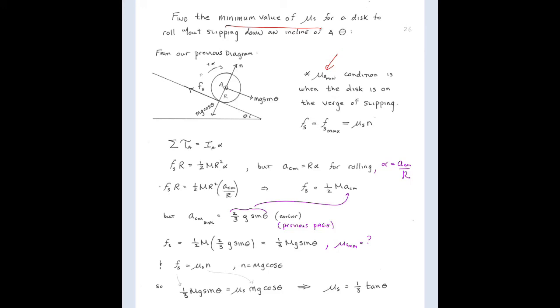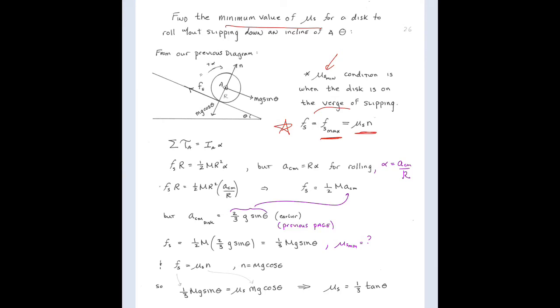Well, that means, like I said here, it's about to slip. So at least then I can say the static friction is equal to mu times the normal force. Okay, when it's on the verge of slipping, that's when static friction is equal to mu N. Okay, so I'm trying to find mu, and the mu is wrapped up in the static friction, and static friction is wrapped up into the concept of torque.